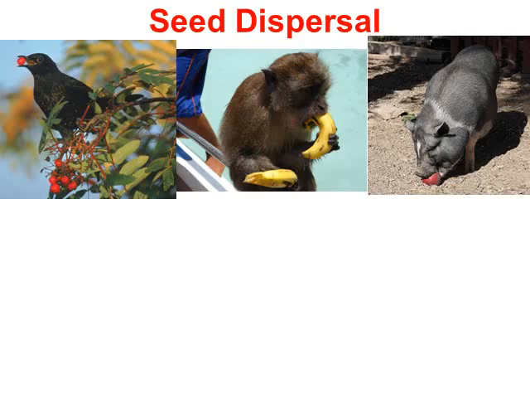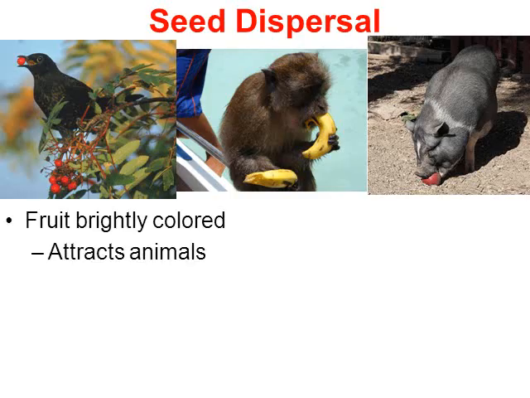So I brought up seed dispersal just a moment ago, and so fruits are often brightly colored, they often have a nice sweet taste to them, and again they often have a pleasing aroma. Their whole purpose is to be eaten. Fruits are designed to be eaten because of what's inside the seed.